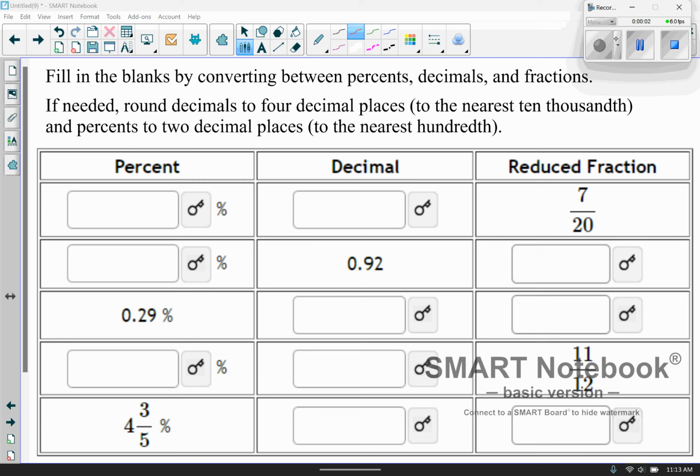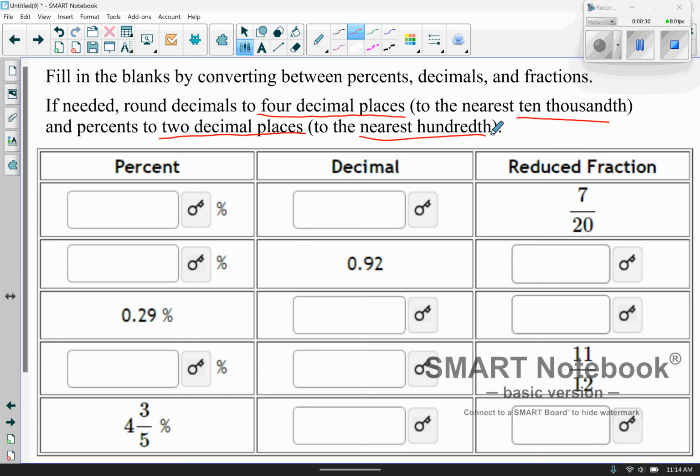Okay, so we've looked at making decimals into percents, percents to decimals, decimals to fractions, and fractions to decimals. So we're just going to wrap this all together and look at them across the spectrum. Right here it says fill in the blank by converting between percent, decimals, and fractions if needed. We're going to round decimal places to the nearest 10,000th. And for the percent, we're just going to go 2 decimal places to the nearest hundredth.